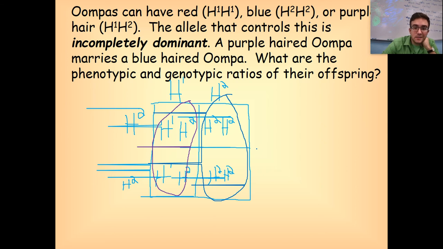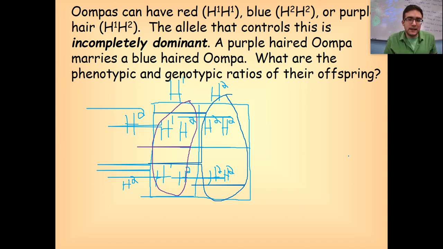So what's nice about incomplete dominance is that your phenotypes are going to be the same as your genotypes. Because if you have a different genotype, you're going to have a different phenotype here. You can either have red, blue, or purple. So that's what makes them nice.